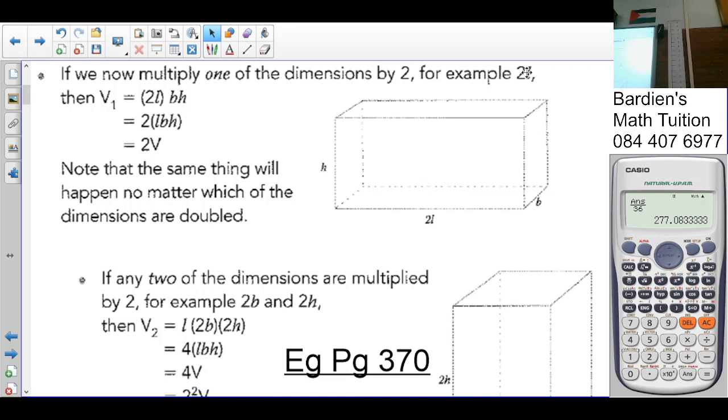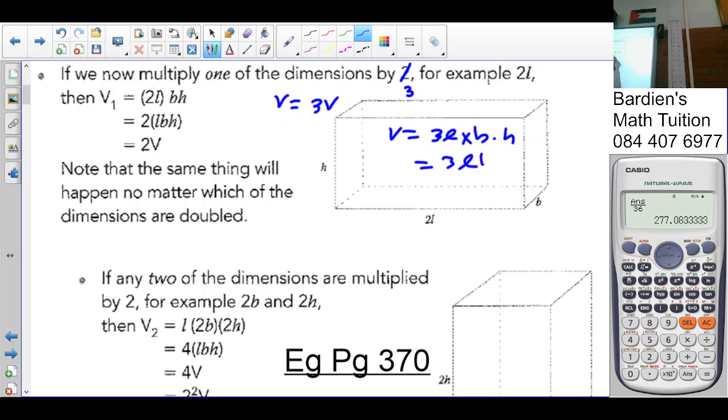Doubles the volume. Not so. What if I had taken that same dimension and, instead of doubling, multiplied by 3? What would the volume then have been? 3 times its volume. Not so. Why? Because the volume, which is length times breadth times height, becomes 3 length times breadth times height. And that is your initial volume, so it's going to be 3 times that volume.